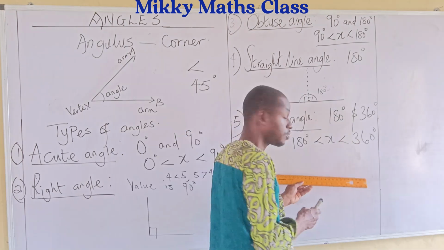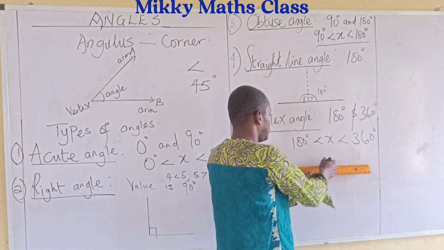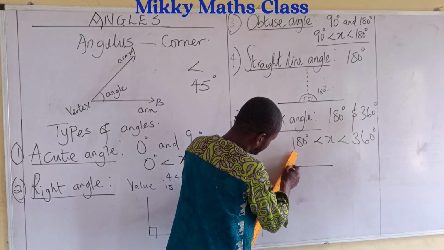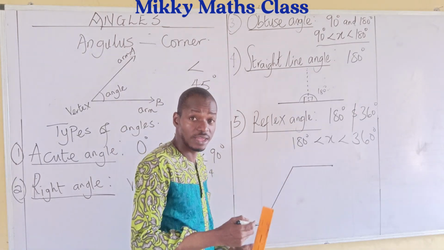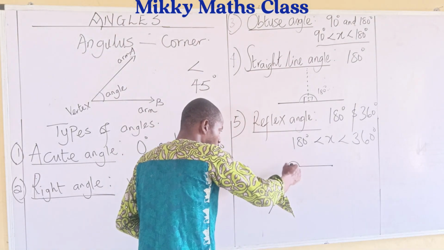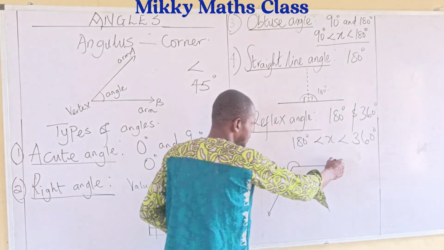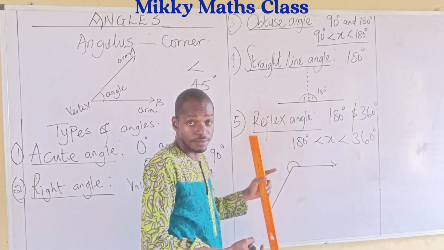360 degrees. So for the reflex angle, if this is my 180 degrees, if I draw another line to meet the 180 degrees, a reflex angle has been formed. Where these two things form is a reflex angle, because this is bigger than 180 degrees.